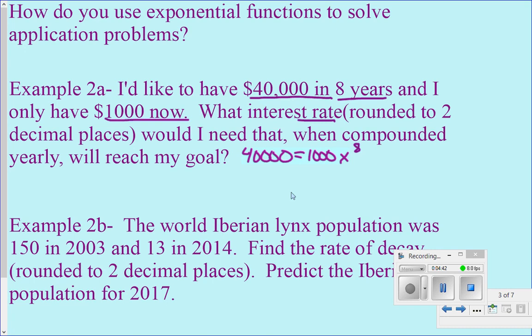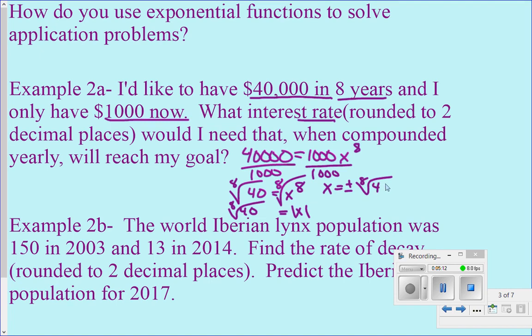Now I'm going to solve for x. I'm going to divide by 1,000. So 40,000 divided by 1,000 is 40 equals x to the 8th. I'm going to solve that by taking the 8th root. Now, technically speaking, if we weren't talking about a word problem here, I'm taking an even root of something to an even power. So that's technically the absolute value of x is equal to whatever the eighth root of 40 is. So I would technically get plus or minus the eighth root of 40.